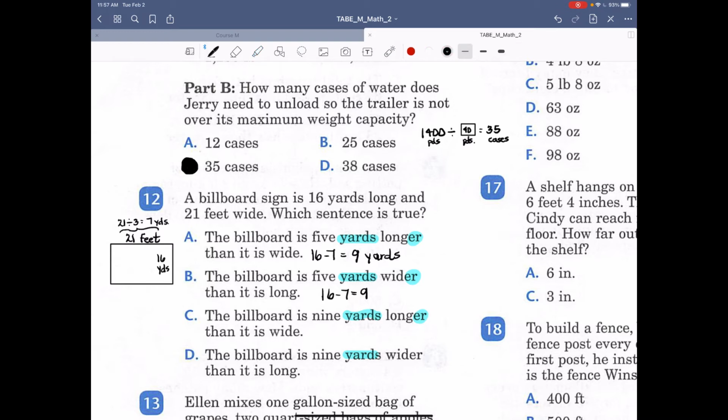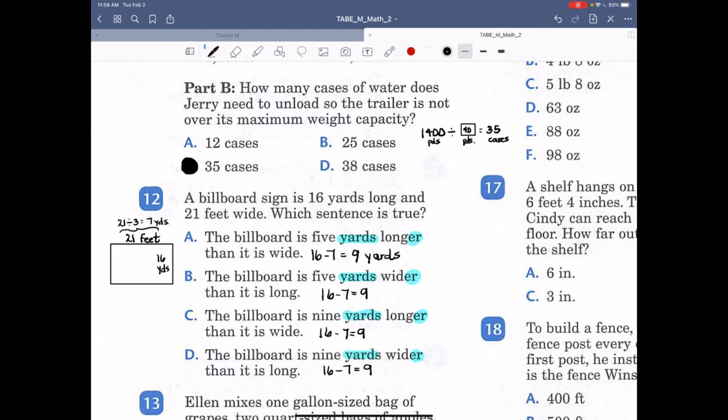Be careful. The numbers match up, but look at D. The billboard is 9 yards wider than it is long. The numbers also match up in this one. So I can eliminate A and B because the answer to that subtraction problem is 9, not 5.